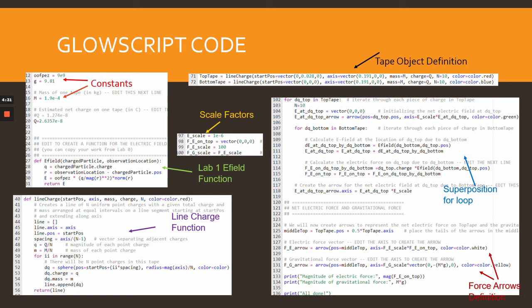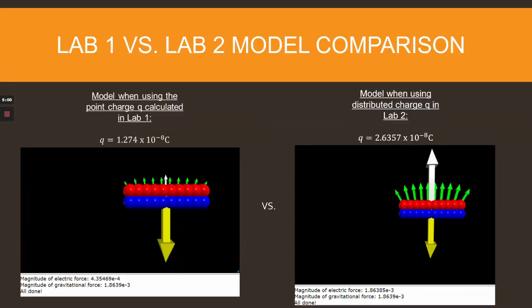On the right are two for loops that model the method of superposition. They calculate the electric force on each of the 10 segments and continuously add the value to the overall electric force on the floating tape, which we want to equal the gravitational force. The code above and below these loops are objects and arrow definitions that make visual analysis much easier. If you want to take a closer look at the code, it is linked in the description of this video.